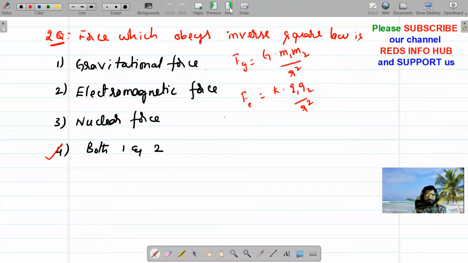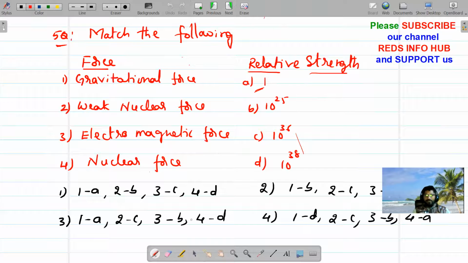Now let us see that. If you consider gravitational force as having 1 unit strength, then weak nuclear forces will be 10 power 25 times stronger than this. Electromagnetic forces are 10 power 36 times stronger than gravitational forces. Nuclear forces are 10 power 38 times stronger than gravitational forces. So we can say that the correct option is 1A, 2B, 3C, 4D. 1A, 2B, 3C, 4D is given in the first option. So the first option is the correct one. Is it clear, guys? Right?